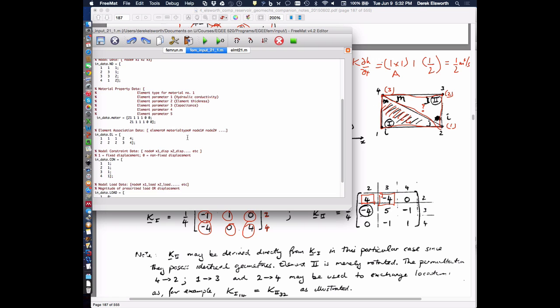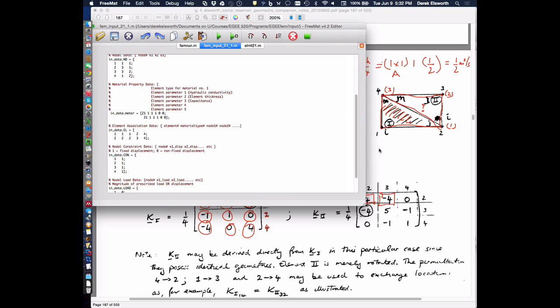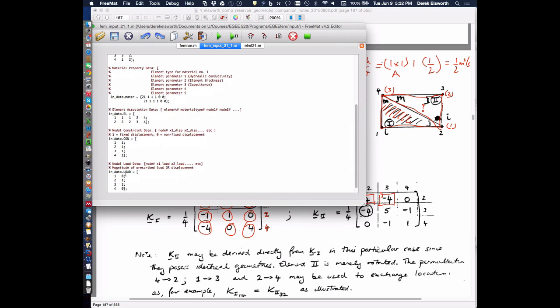Local node 1 is global 2, local node 2 is global 3, and local node 3 is global 4. So that's what these are. And then the boundary conditions for nodes, all of the nodes are head boundary conditions, which is this code here. And the magnitudes of those heads are that 1 and 4 are 0 heads, and 3 and 2 are heads of 1. And that's all we need to run it.